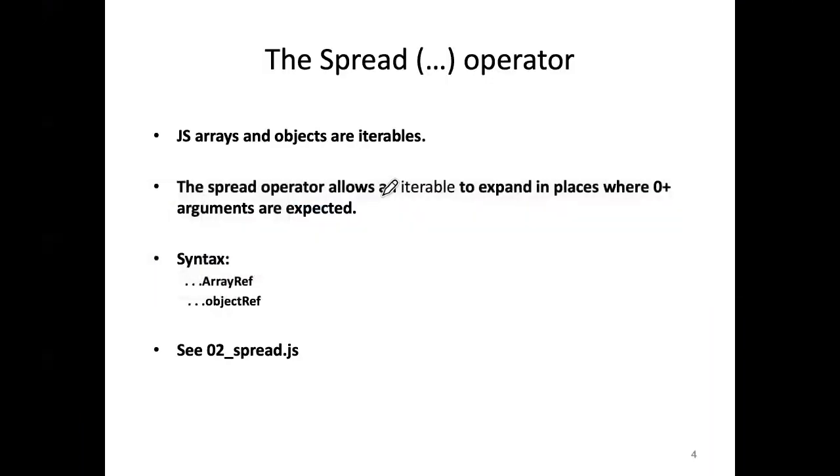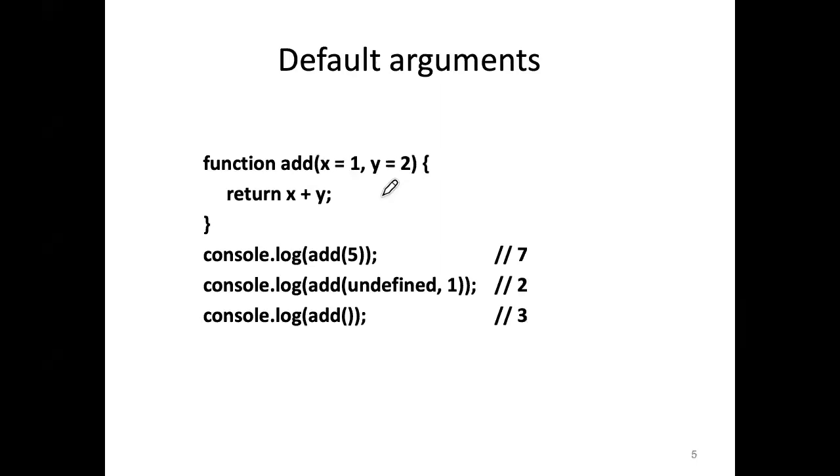That's the spread operator. Default arguments: you can give default values for arguments. This tries to illustrate every possible scenario for this particular function. It expects two parameters, X and Y, but I can give a default value of 1 to X and 2 to Y. Does whatever it does with them.